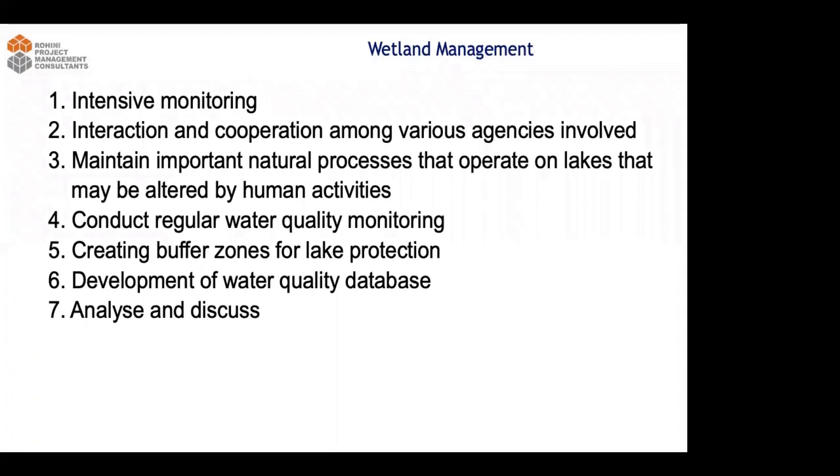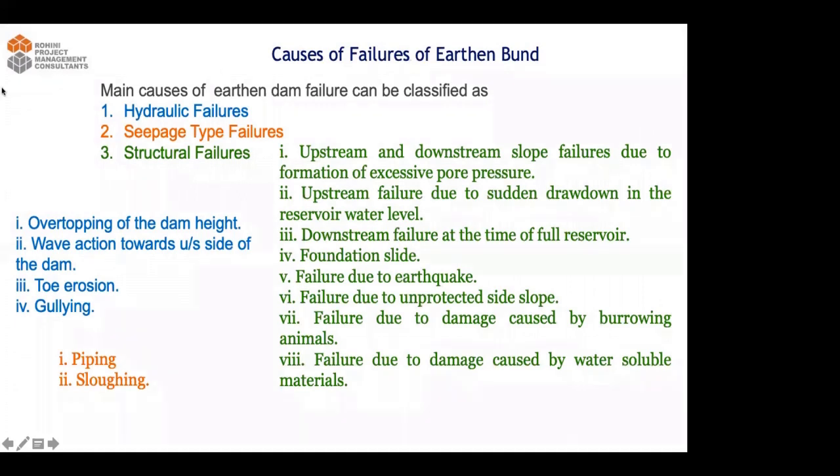So this is about the wetland. Now we will move on to structures, earthen dams. I will cover the causes of failure of earthen dams, right? The main causes of earthen dam failure can be classified into three types: first hydraulic failures, next seepage failures, and third structural failures. Hydraulic failures include overtopping, wave action, toe erosion, and gullying. Seepage failures are piping and clogging.